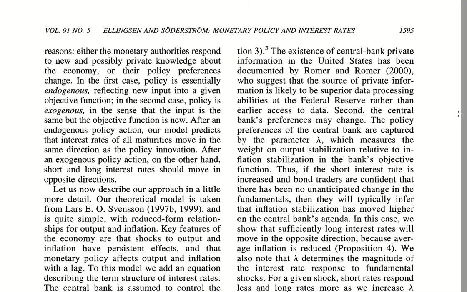Second, the central bank's preferences may change. The policy preferences of the central bank are captured by the parameter lambda, which measures the weight on output stabilization relative to inflation stabilization in the bank's objective function. Thus, if the short interest rate is increased and bond traders are confident that there has been no unanticipated change in the fundamentals, then they will typically infer that inflation stabilization has moved higher on the central bank's agenda.